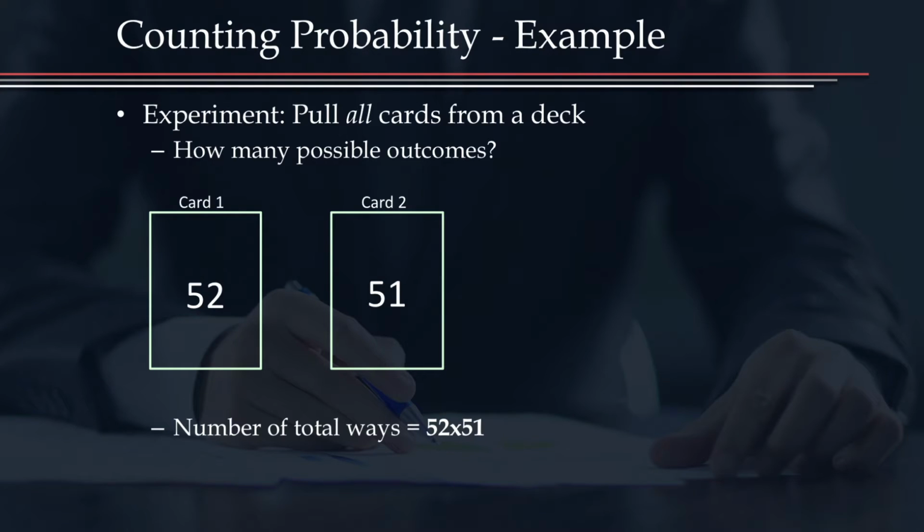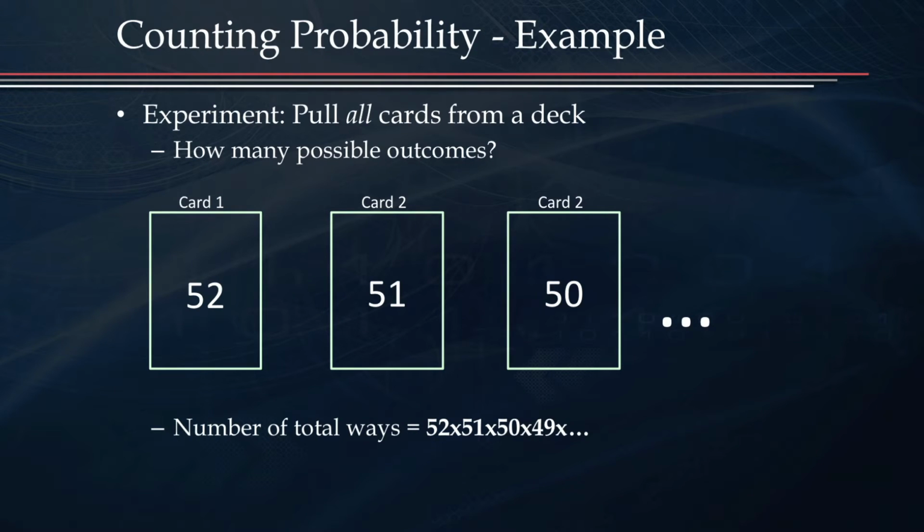We know the number of outcomes for the first stage, which is pulling the first card, and the second stage corresponding to the second card. The third stage follows a similar pattern, and there are 50 cards left after I've drawn the first two. And we could continue this through all 52 stages of this experiment of pulling all the cards from the deck. And this translates over into a calculation that looks like this. The number of total ways is just 52 times 51 times 50 times 49, etc. This ends up being about 8 times 10 to the 67th.